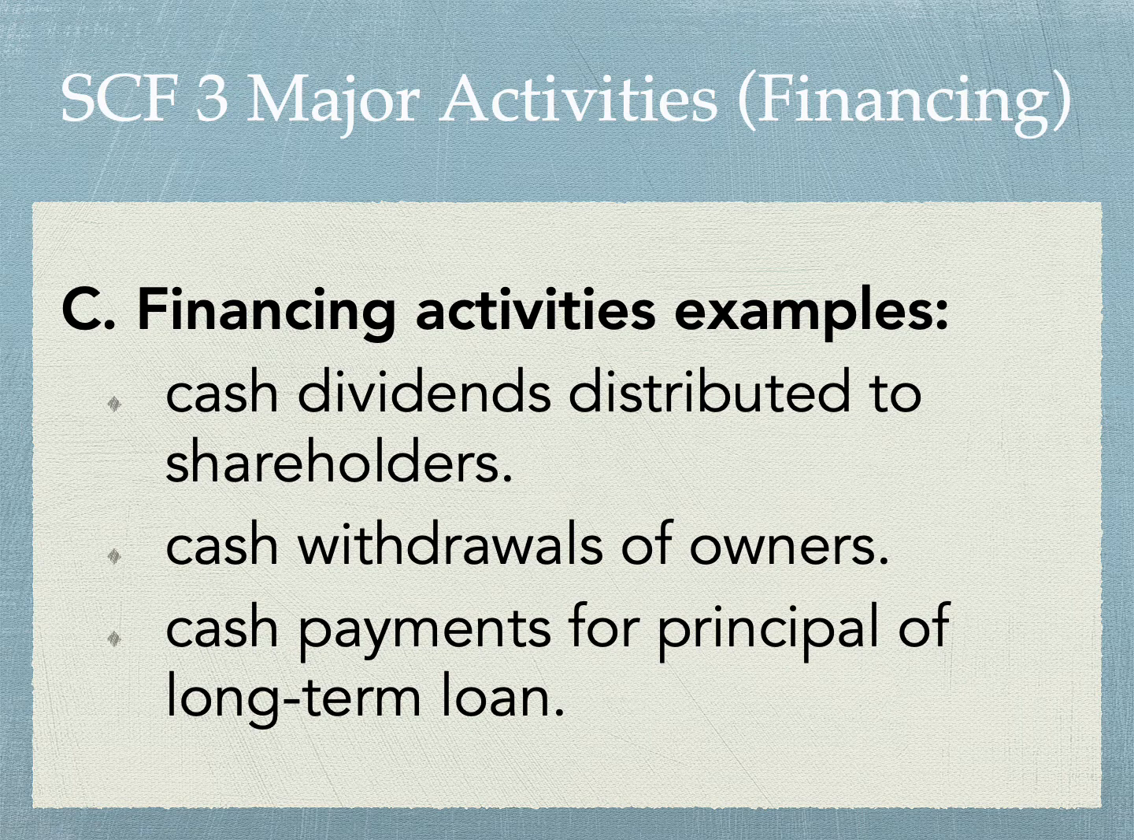Another example are cash dividends distributed to shareholders. So, yan ay negative syempre kasi dividend siya. And then, cash withdrawals of owners. Ito kapag nag-withdraw, syempre, outflow pa rin siya. Negative. May lumabas na pera. And then, last is the cash payments for principal of long-term loan. So, dito kapag binayaran na yung long-term na utang.